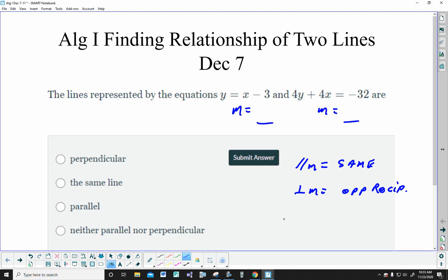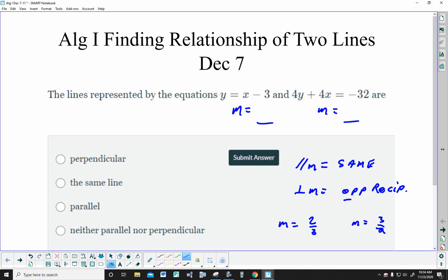So if I had a slope of 2/3 for one line and a slope of 3/2 for the other, well, first off, they're not the same. Second, they're not opposite reciprocals. So this would be neither.